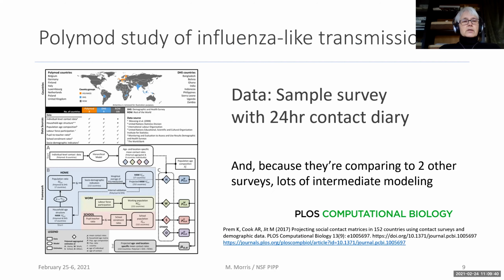So the example is a POLYMOD-based study of influenza-like transmission, where the data that they collected are sample survey data with a 24-hour contact diary. And because they're comparing to two other surveys, they're doing lots of intermediate modeling. When I say two other surveys, they are global surveys of demographic and health statistics, so they occur in many different countries.